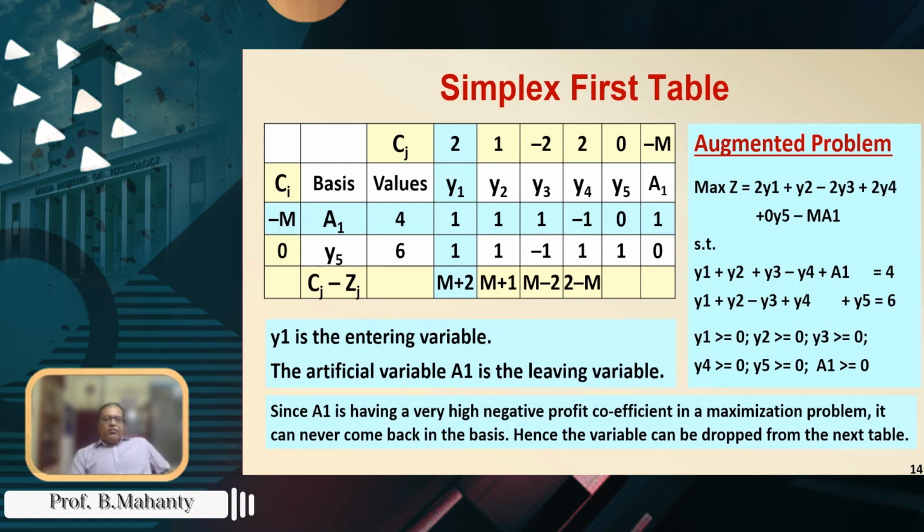So this also is another very important thing, because look here that it has a minus M, which is a very high negative value. So once it goes out of the basis, there is no chance of it coming back into the basis, right? It can never come back into the basis. Since it can never come back, we can simply drop it, and in the next table, we need not even consider this variable. All right, so this is the advantage we shall take, and we shall drop A1 completely from the table.